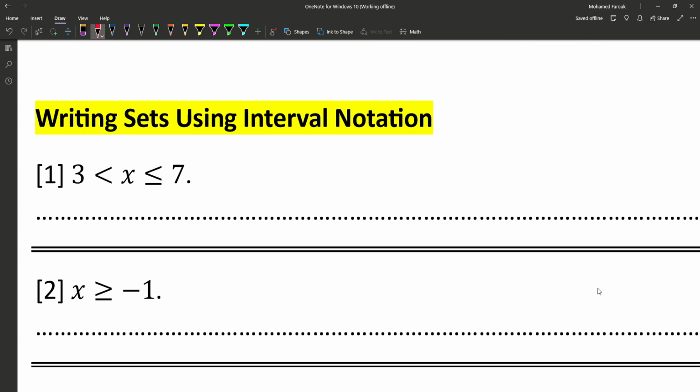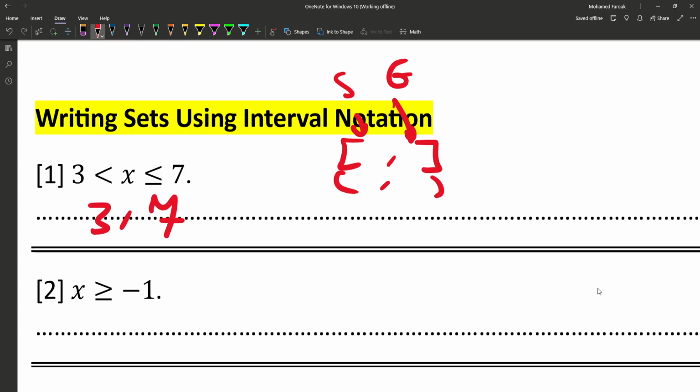Next, this one I need to write using interval notation. How will you do it? You remember interval notation, you were using square brackets or rounded brackets, something like this, and you need two numbers. You will start with a smaller number here and the bigger, greater number here. We actually have it. So we have 3, we have 7, but how to decide which bracket I will use? This one, I'm starting after 3, I'm not including 3, so it will be a rounded bracket.